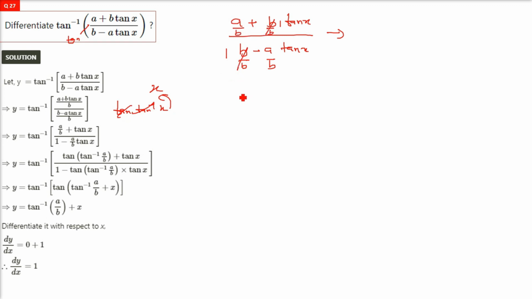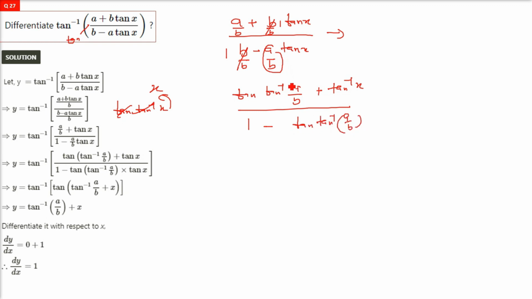So in the inside one, we have to come up with some tan. So we have tan inverse a by b. I am writing a by b as tan of tan inverse a by b, because tan and tan inverse get cancelled. So a by b can be written as tan of tan inverse a by b. This is very important to understand. Again, in the denominator, in place of a by b, I am writing it as tan of tan inverse a by b.